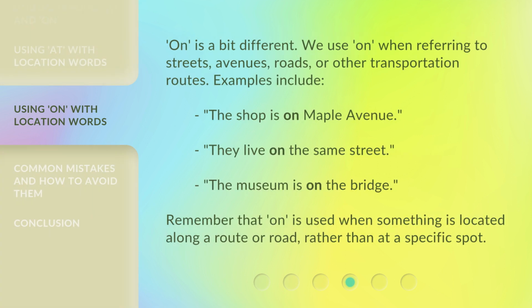On is a bit different. We use on when referring to streets, avenues, roads, or other transportation routes. Examples include: the shop is on Maple Avenue. They live on the same street. The museum is on the bridge. Remember that on is used when something is located along a route or road, rather than at a specific spot.